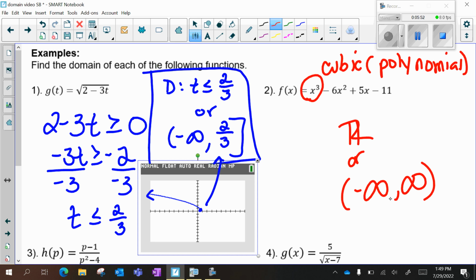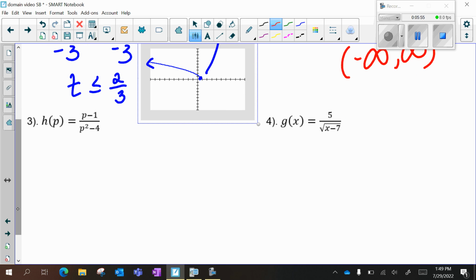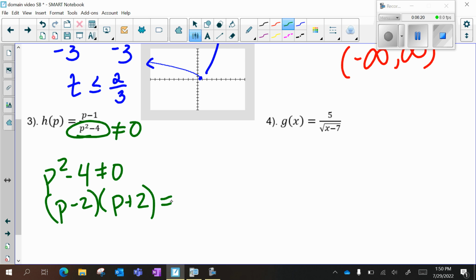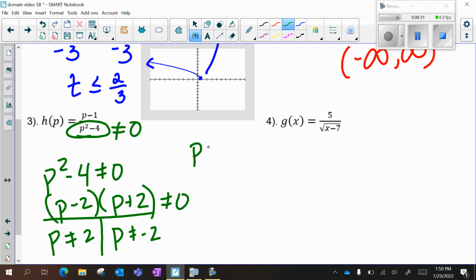Number 3, h of p equals p minus 1 over p squared minus 4. So this is a rational function. I'm worried about my domain in the denominator. So my denominator cannot equal 0. So this becomes p minus 2, p plus 2. You could always, of course, extract the square root if you preferred. So my domain is going to be all real numbers, except it cannot equal plus or minus 2.